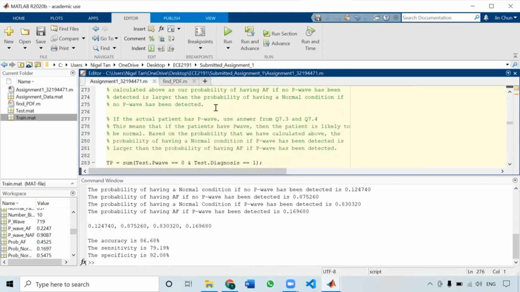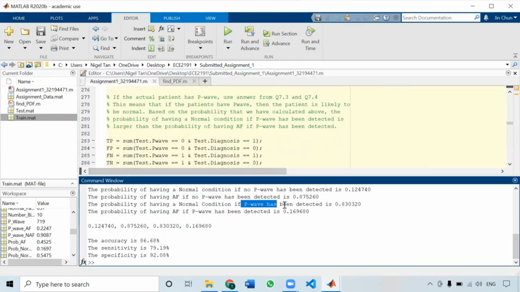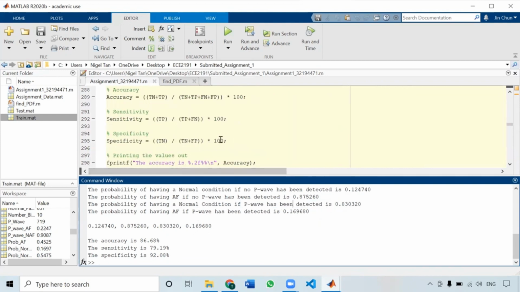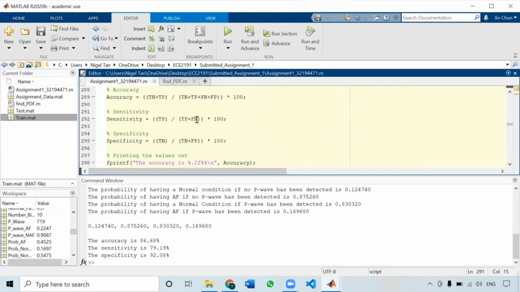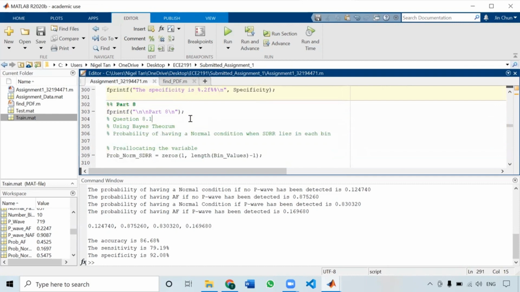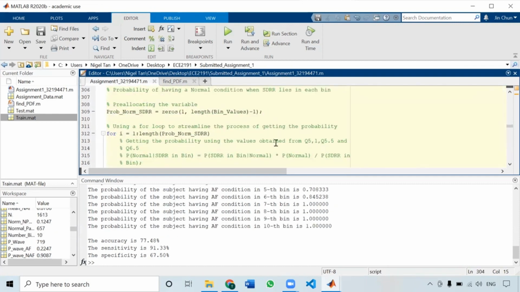The conclusion is that if there's no P wave, the probability of having normal will be low, so you will likely have AF. If there's a P wave condition, the probability of having normal condition will be higher. From here we just derive, and the formula here is taken from the video released by Dr. Fei. And for part A, it's exactly the same concept.